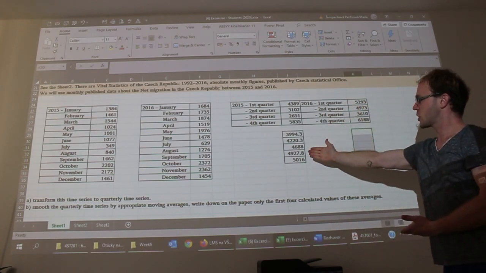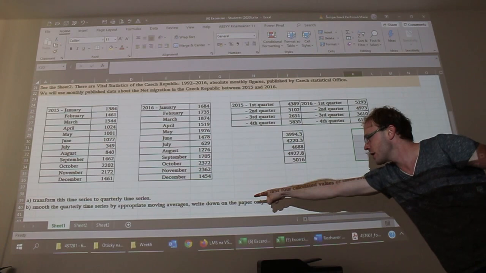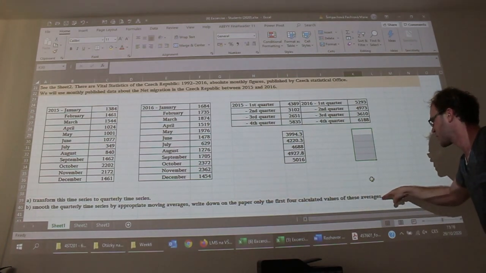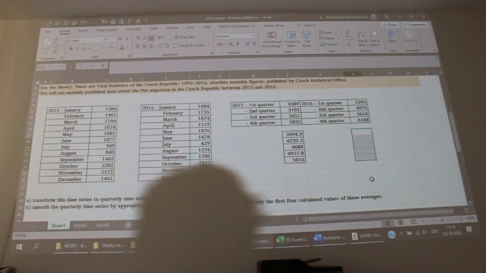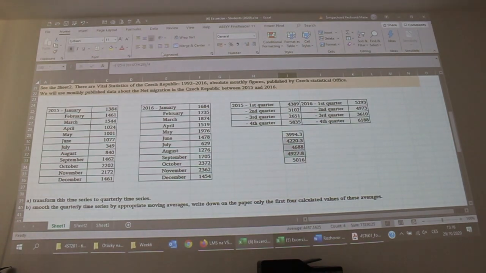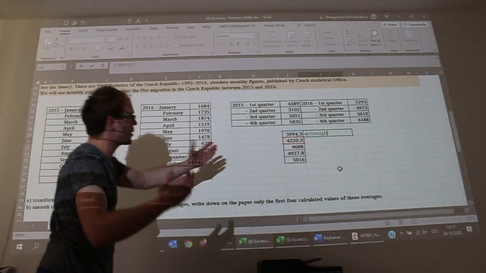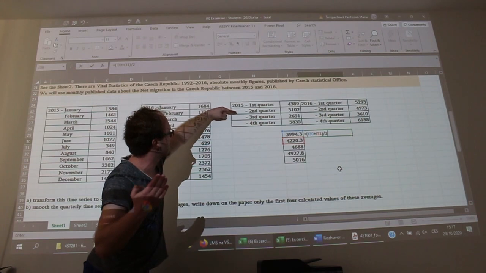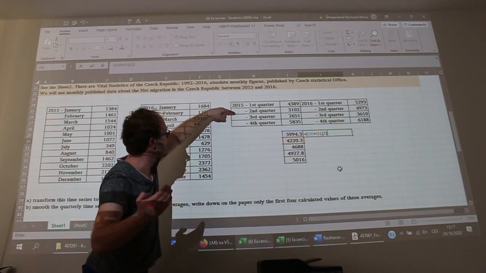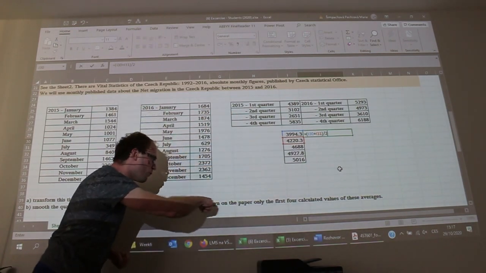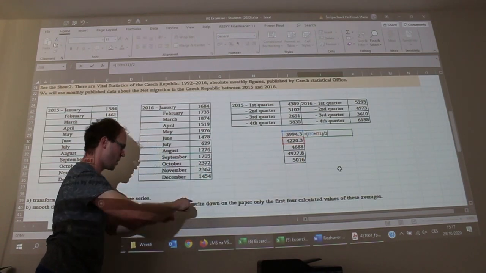So we must continue. This is not the final result. Write down on the paper only the first 4 calculated averages, and if you select that as the correct answer, it's wrong, because this is not the end. You must continue, and you must calculate the sum of this value and this value, close, divided by 2. You must calculate the average from neighborhood values, because the result must be placed here in the middle. So this will be the first calculated value of these averages.